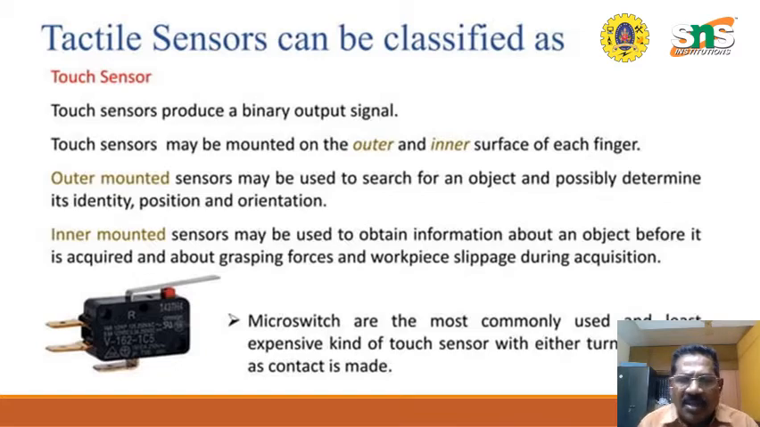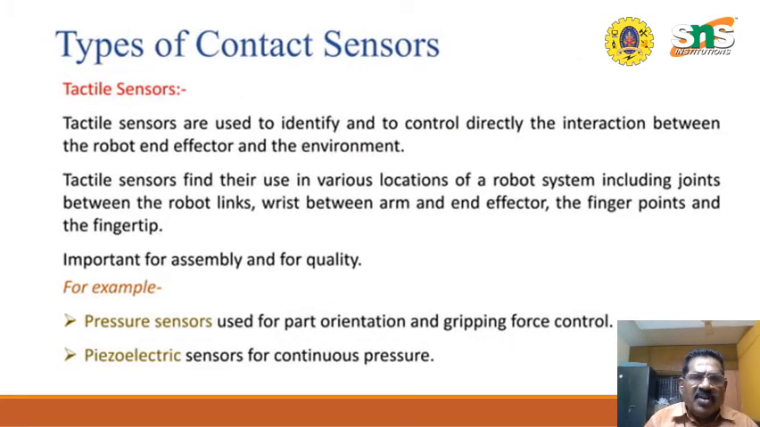Okay, the microswitch is the most commonly used and expensive kind of sensor, and when the contact is made, it turns on. Okay, let's look at it a little later. Right, the types of contact sensors.